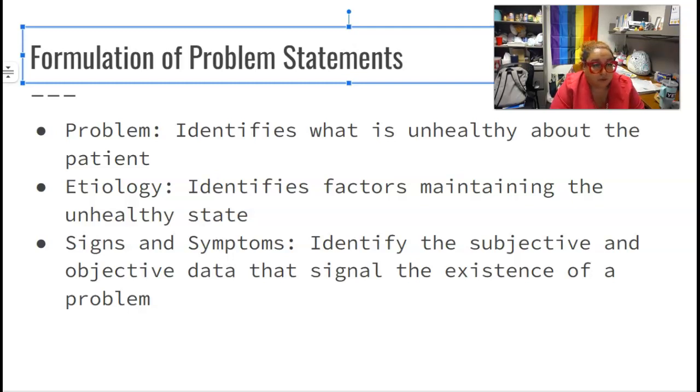For example, I gave the problem statement for acute pain. So that would be your problem. So what you identified, what's happening. So the acute pain, and then the etiology for this one would be related to the surgical incision. And then the signs and symptoms is basically any of that data you collected. So that is patient reports pain, 10 out of 10.